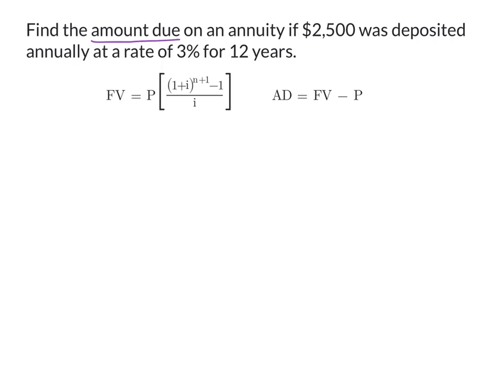We're asked to find the amount due. That means we'll use this formula for future value. Notice that this formula is very similar, but the exponent is n plus 1 instead of n. Also, once we find the future value, we need to plug it into the formula here to find the amount due. And we'll use AD to represent amount due.